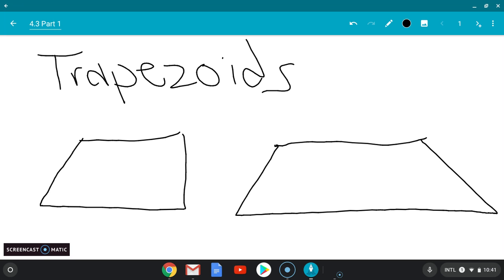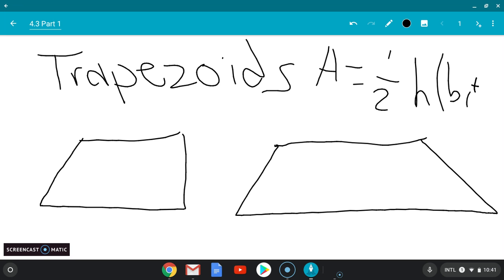And today we're going to be finding the area of a trapezoid. The area formula for a trapezoid is A equals 1/2 times the height times base 1 plus base 2 in parentheses. All right, I'm going to rewrite that on the next page when we work on our first example.